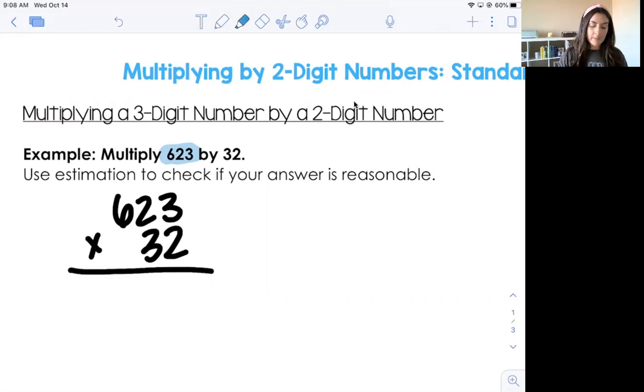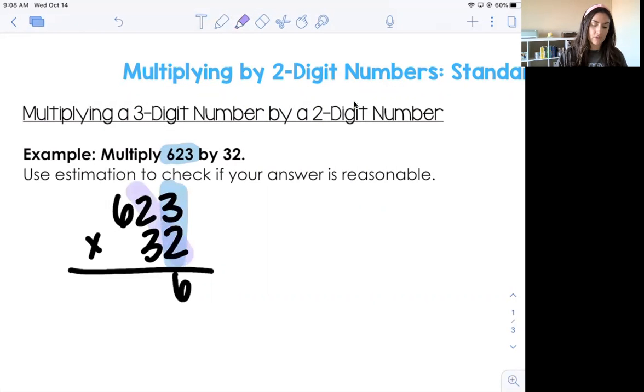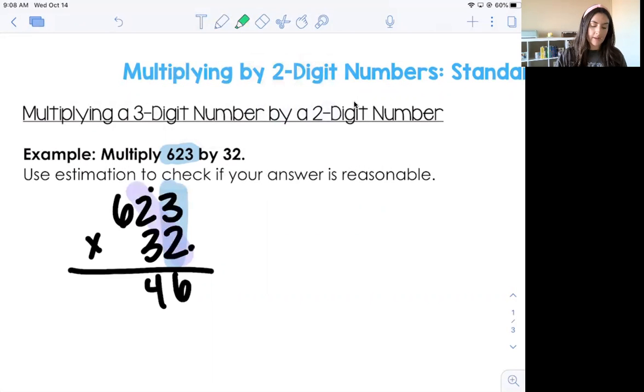So first thing I'm going to do is this column right here, my ones column, which is 3 times 2, and that's 6. Next, I'm going to look at 2 times 2, so multiplying my 2 in the ones by the 2 in the tens, and that's 4. And then lastly, I'm going to look at 2 times my 6 in the hundreds. So 2 times 6 is 12.